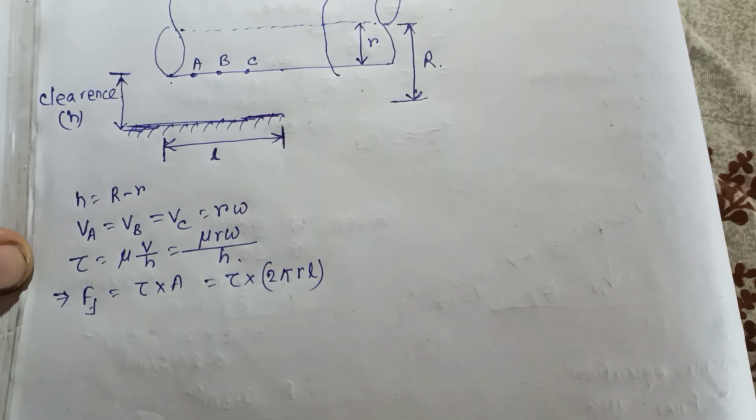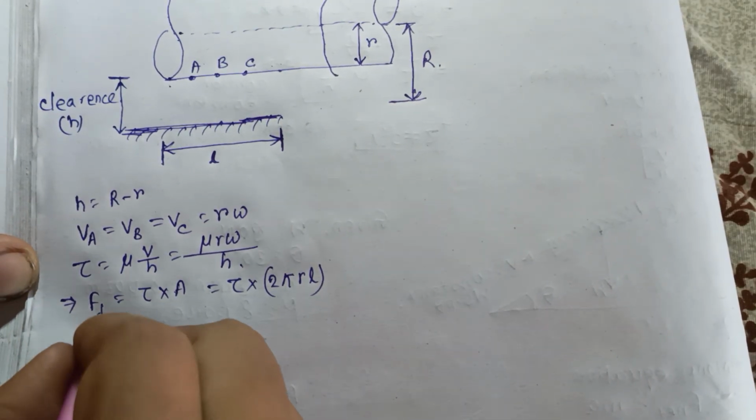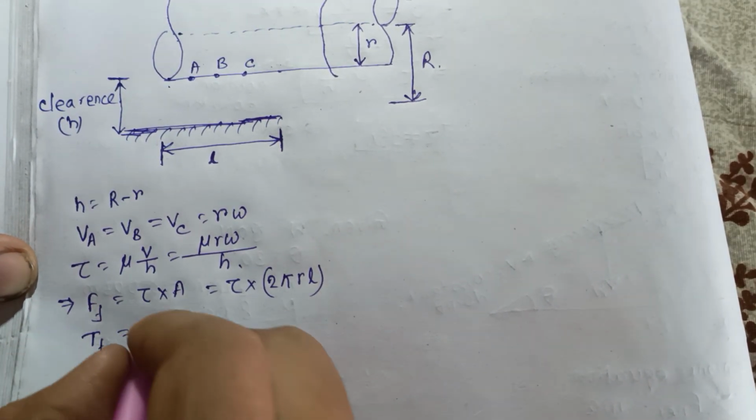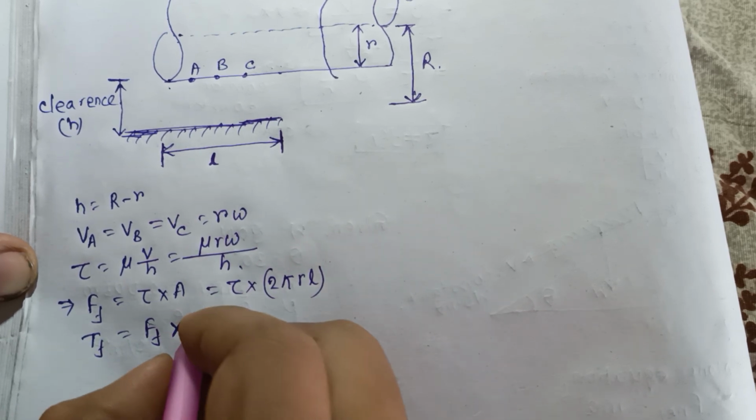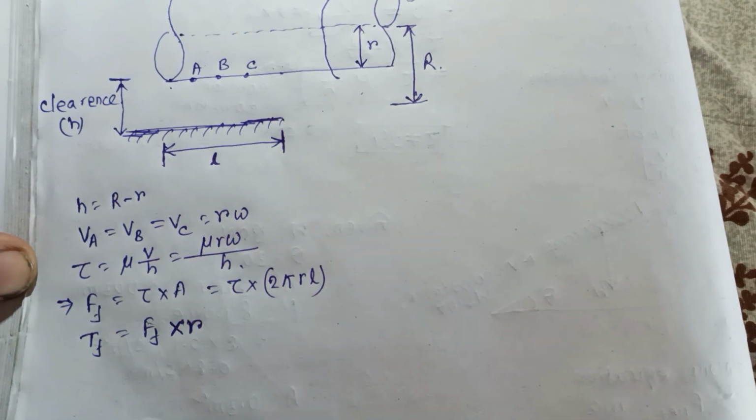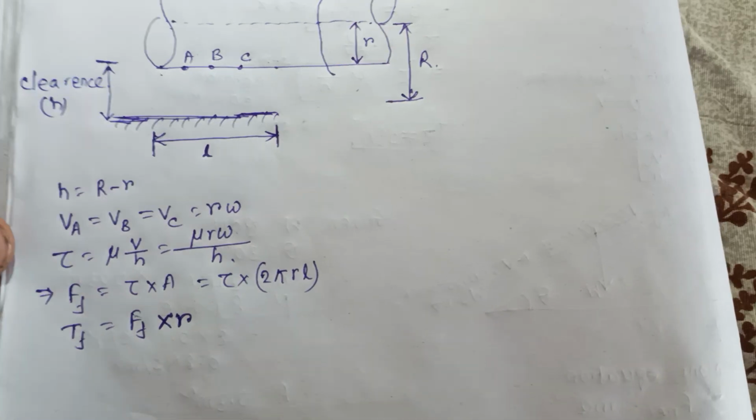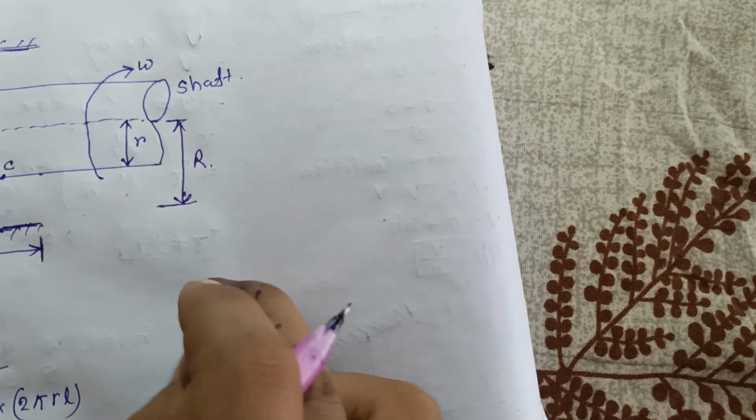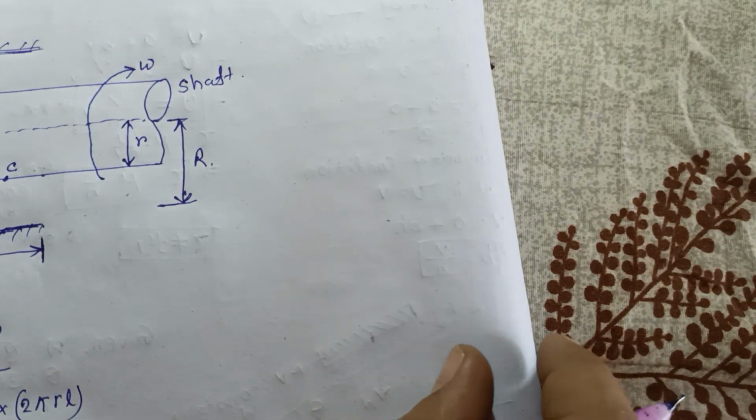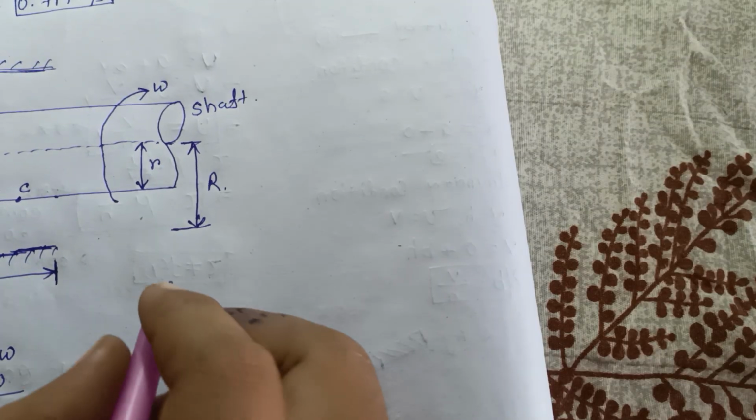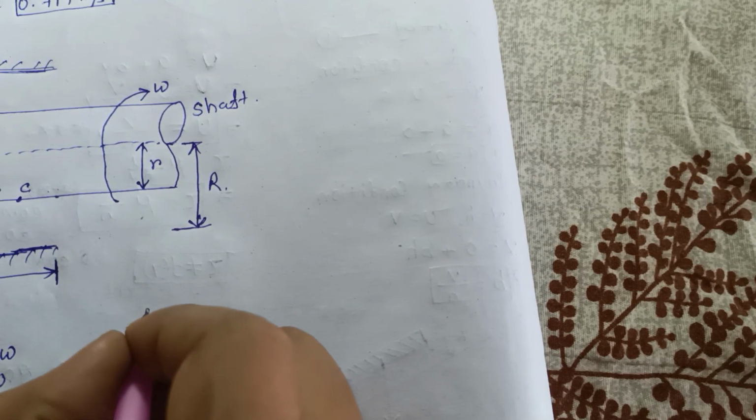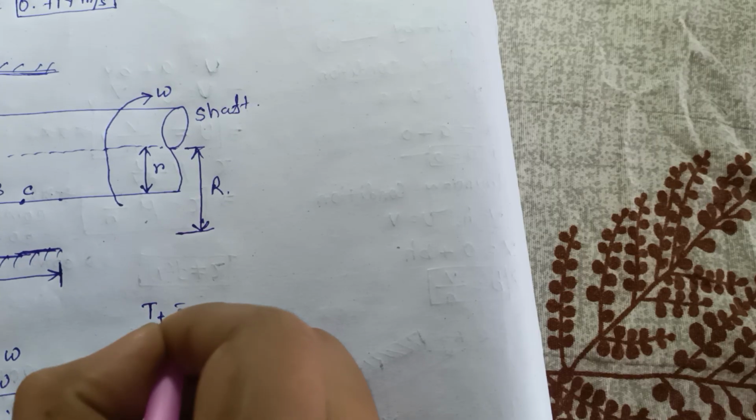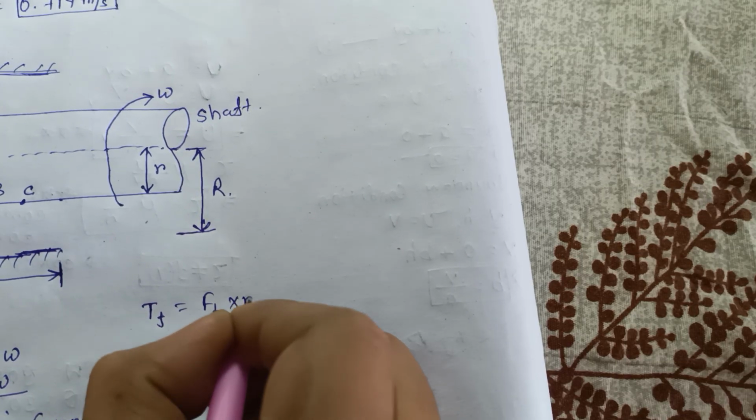Okay, and if you want to find out the torque, that is F into small r. This will be our torque. So here, our T_F is equal to F_F into R.